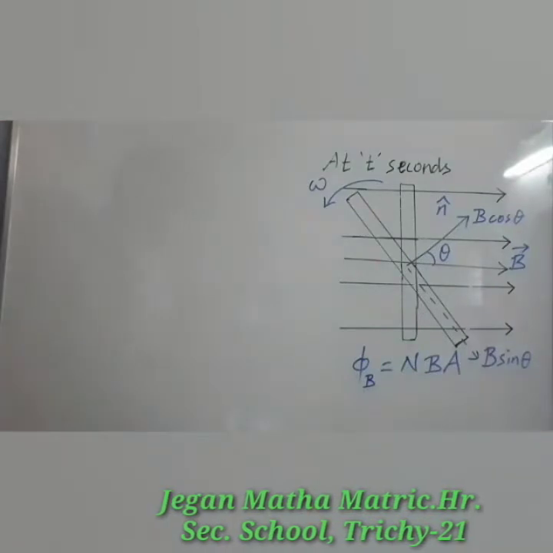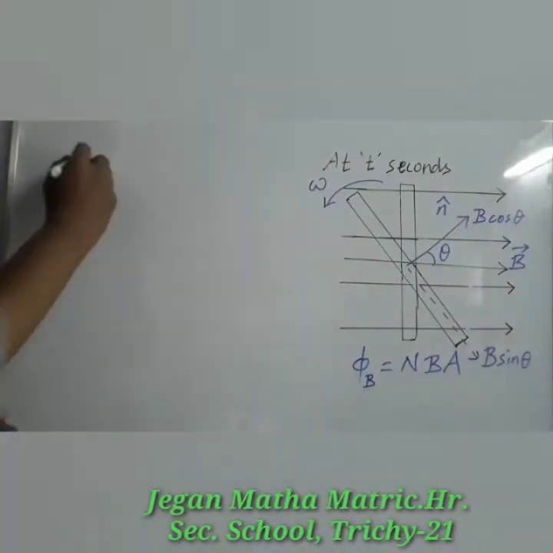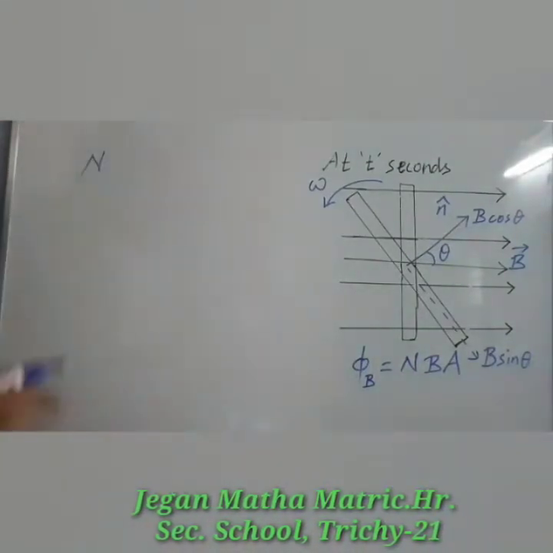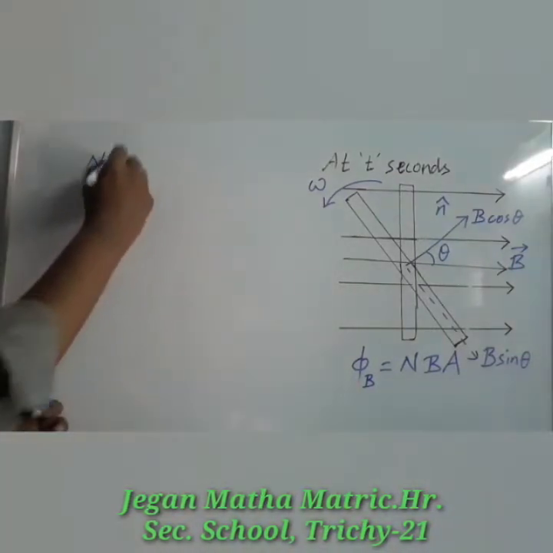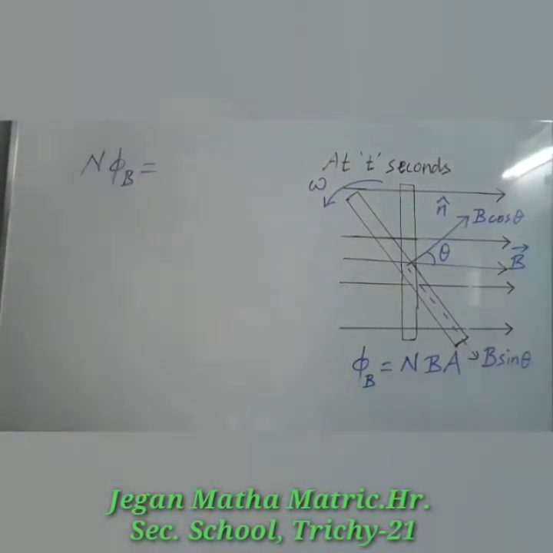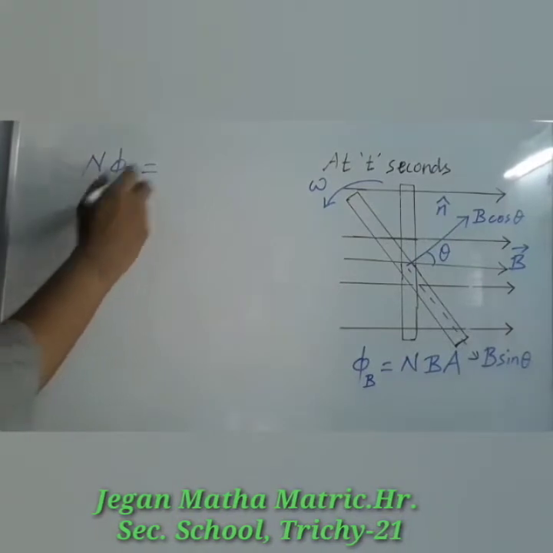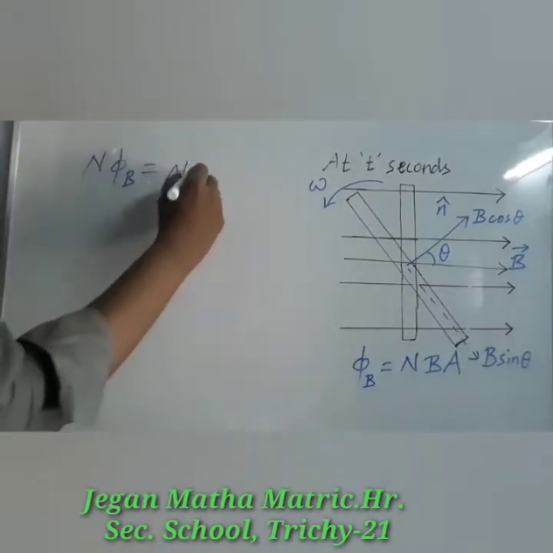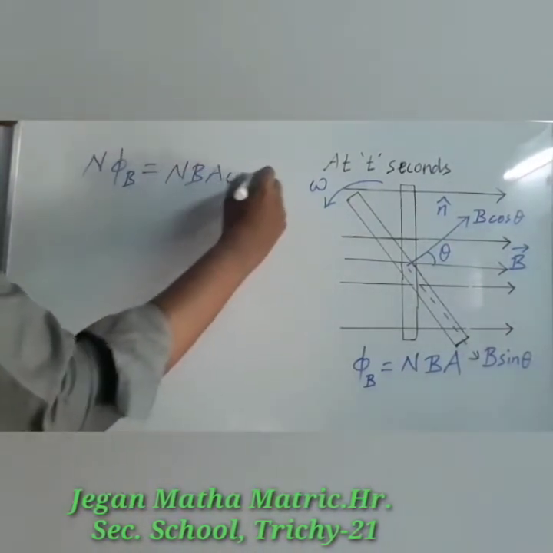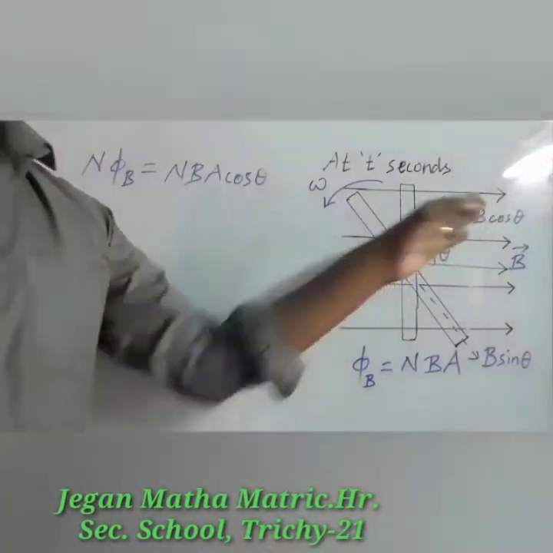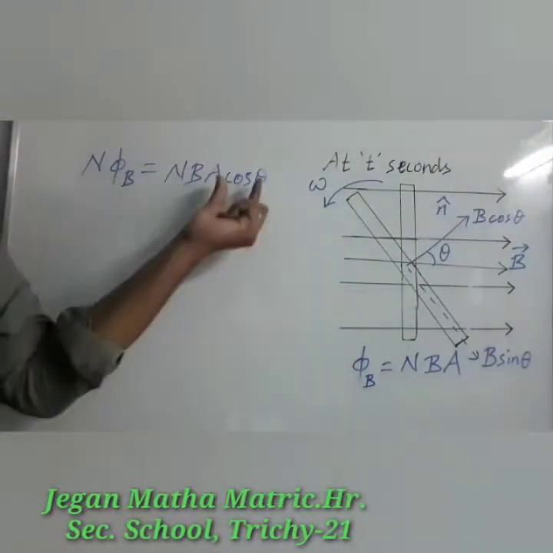What is the formula for flux linkage? That is nothing but the product of the number of turns in the coil with the magnetic flux phi B. Flux linkage N phi B is equal to N B A cos theta. Here only the cos component has the role in electromagnetic induction. That's why we have taken cos theta.